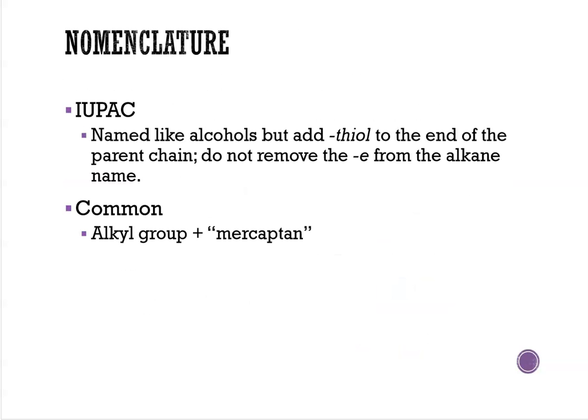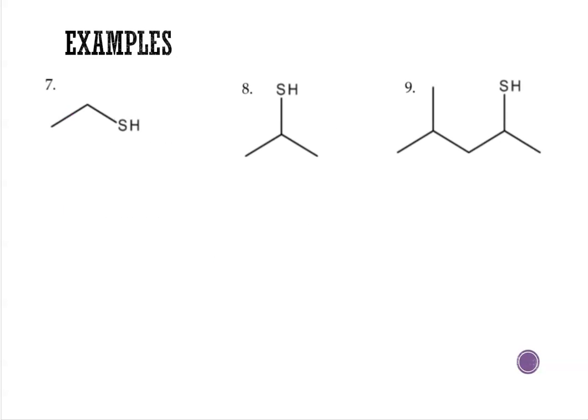Okay, so for nomenclature, this is similar to alcohols where we can name them both in the IUPAC way and the common name. And it's exactly the same as for alcohols as well, except instead of changing the alkane ending to OL, we just add the word thiol on the end, but we don't remove the E. So it's just an alkane thiol is what it would be. It's very messy looking, but it is what it is. And then for common names, it's the same thing as alcohols. We just use the alkyl group that's attached, but instead of saying ethyl alcohol, we would just say ethyl mercaptan.